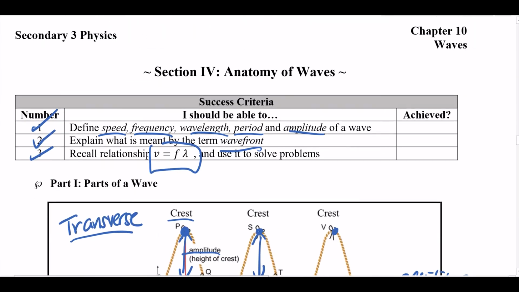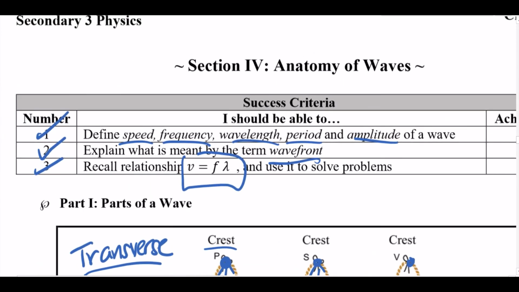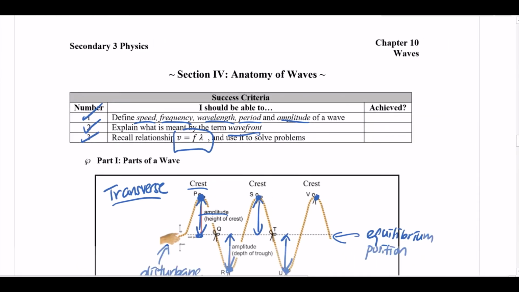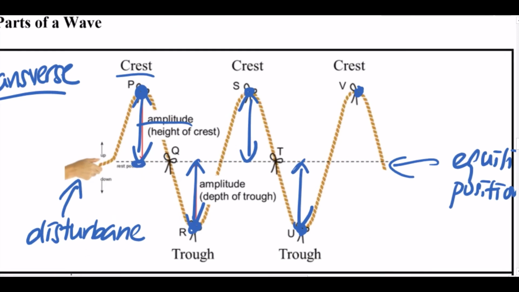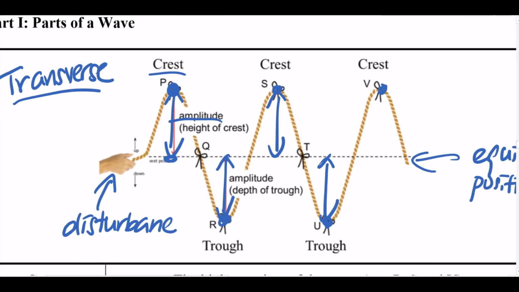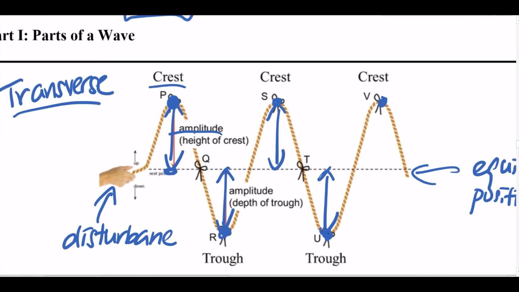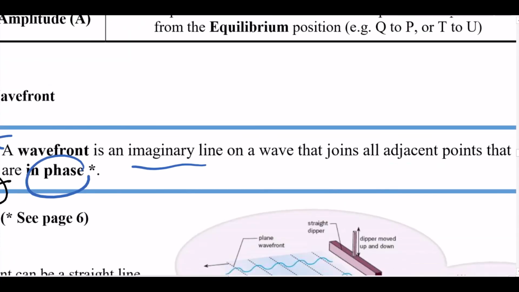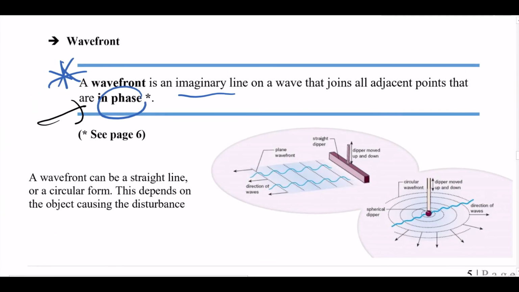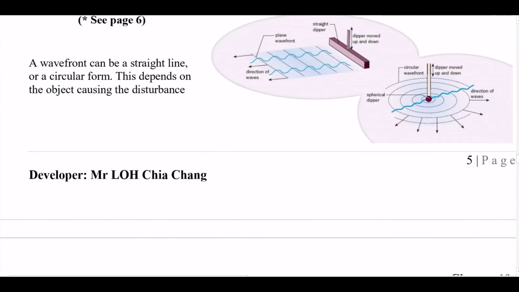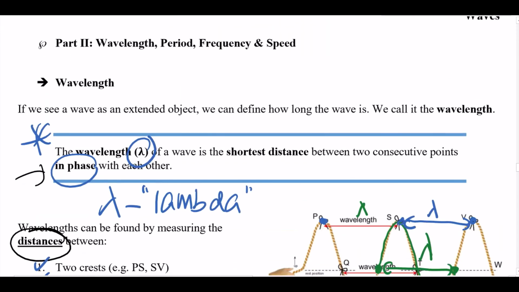We also learned the names and meanings of the different parts of the wave. You have the crest and the trough, which are the highest and lowest points. You have the equilibrium position, which is the center position of the wave. The amplitude is the distance from the equilibrium to the crest or the trough; they should be the same. We also learned what a wave front is. Basically, this is not super important, so don't be worried about that.